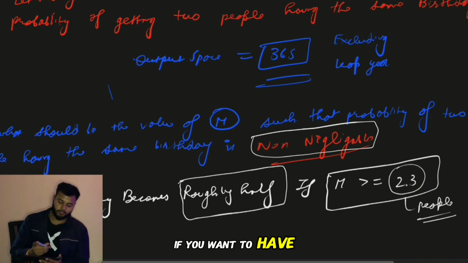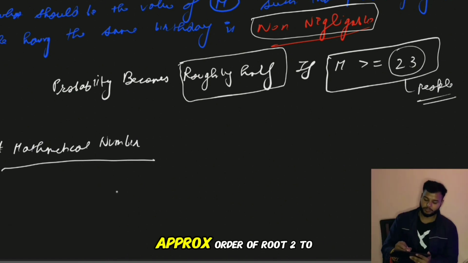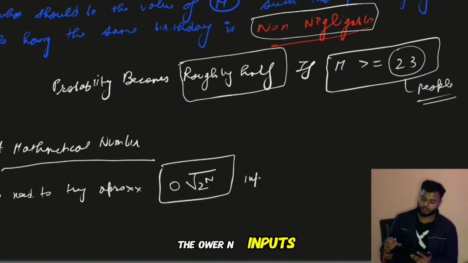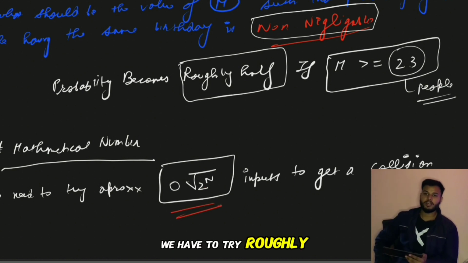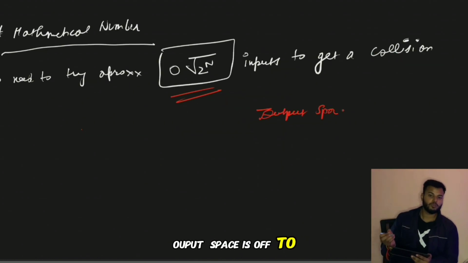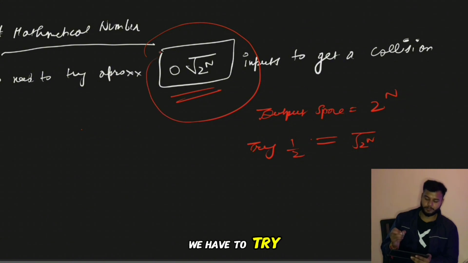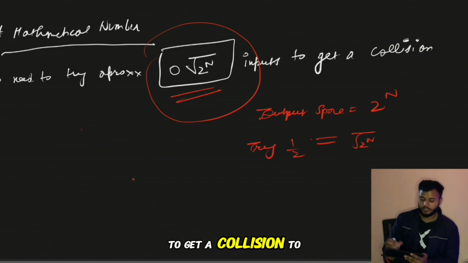Now if you want a mathematical number, researchers have analyzed this and come to the conclusion that we need to try approximately on the order of root of 2 to the power n inputs to get a collision. We have a space of 2 to the power n, and we have to roughly try about the square root of it to get a collision. So what we have discussed till now is that we have to try order of root 2 to the power n inputs to get a collision.